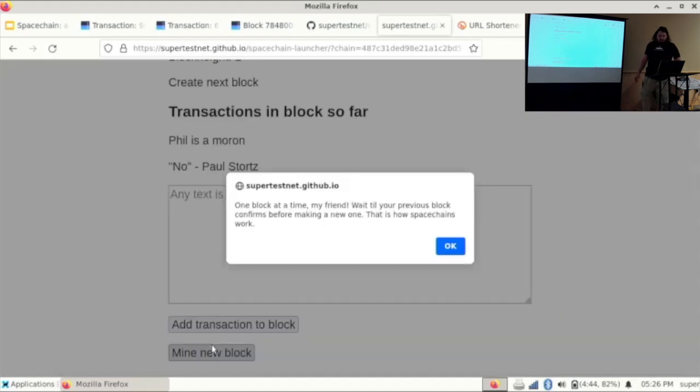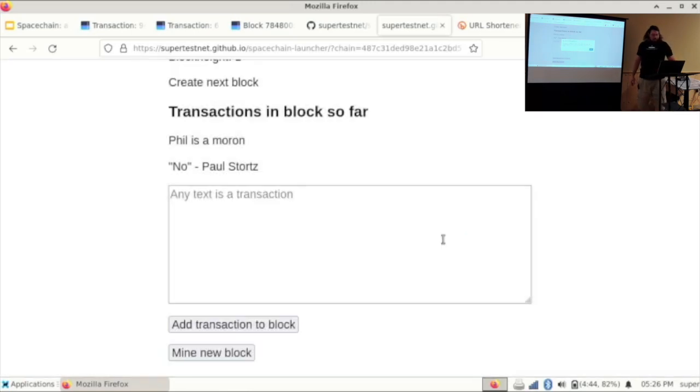Let's mine this. Someone told me we have to wait until the previous block gets confirmed before we can make a new one. Oh man, that sucks. Someone told me the other day that this part's broken, and that he went to mine it and it said something went wrong and then just refreshed the page. So the code might be broken here.